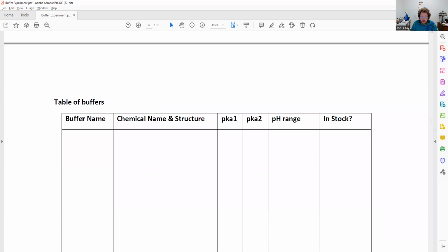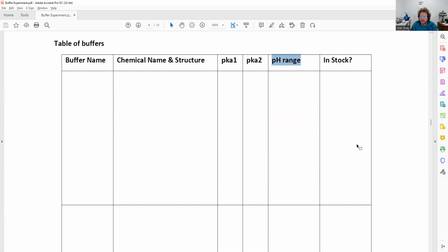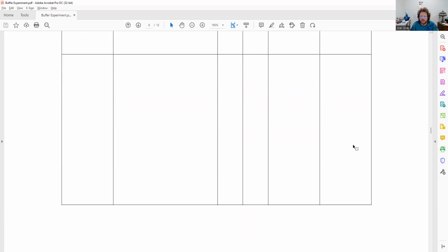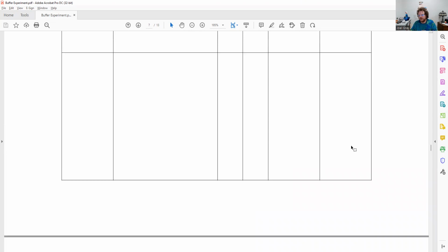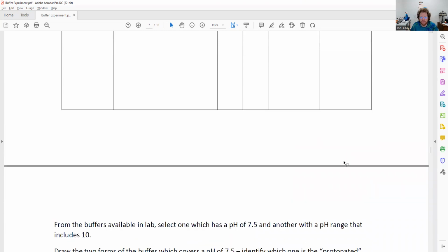In addition to that, you can find sodium acetate, sodium phosphate. I want you to come up with a name, draw the chemical, or what's the chemical name and the structure of that, and what pKa's does it have. As a result, based on the pKa's that are present for that molecule, what pH range will this work within? And then finally, is this in stock? Well, if you found it in the lab, yes, absolutely, it's in stock. So I want you to find a total of 3, 4, 5, 6, 7 different substances in our lab that you can use as a buffer.